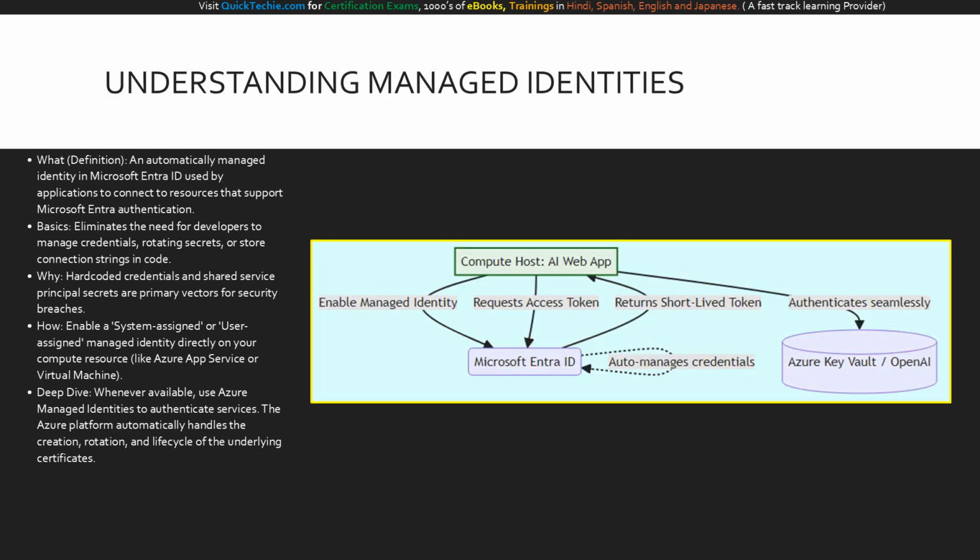To secure our authentication phase, we utilize managed identities. What is a managed identity? It is an automatically managed, credential-less identity generated in Microsoft Entra ID specifically for your cloud applications. The basics are transformative. Your developers no longer need to manage passwords, rotate API keys, or hide connection strings in code. Why is this a game changer? Because historically, leaked credentials and poorly stored secrets have been the primary vectors for devastating cloud breaches. How do you implement it? You simply toggle on a system-assigned or user-assigned identity on your compute host.